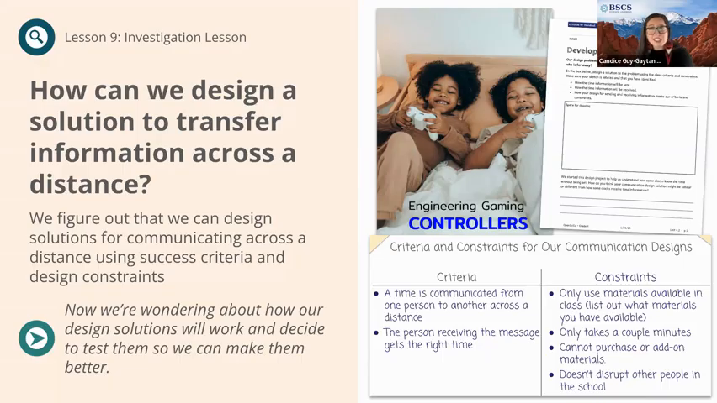So we read a book to see and hear how other people use the same engineering design process that we are going to engage in. And then we start by defining our criteria and constraints for our design problem. And then we work in groups to develop a design solution. We start to develop design solutions for communicating time from one person to another in our class. And then once we have our designs, we decide it's time to test them and see if they work.